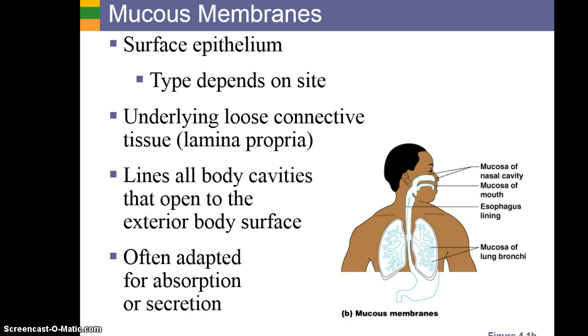But what's unique about these types of membranes for letter C is that these membranes line all body cavities that open to the exterior of the body surface. So you can see within this diagram, these are cavities that are open to the exterior. In this case, it's through your nasal cavity or your mouth. So these cavities are open to the exterior environment through those types of areas. And number D, we've talked about this before. If you just look through at that diagram, you can definitely tell that these membranes are directly associated with absorption or secretion of material.